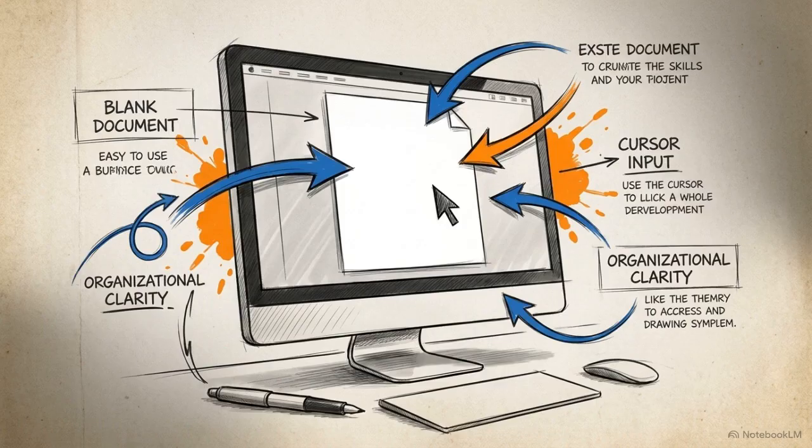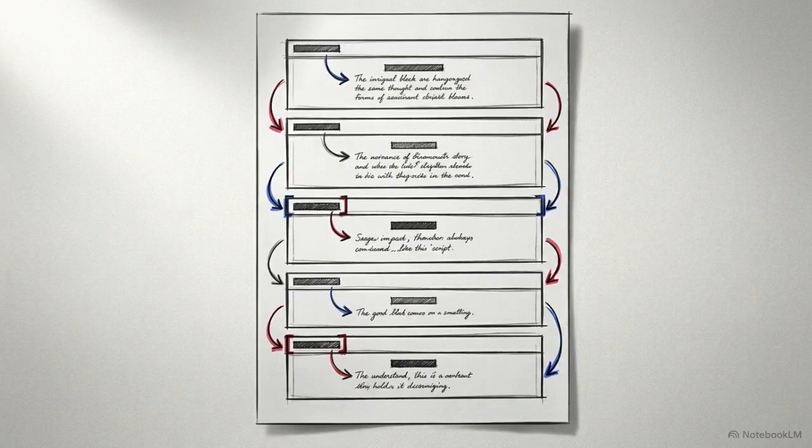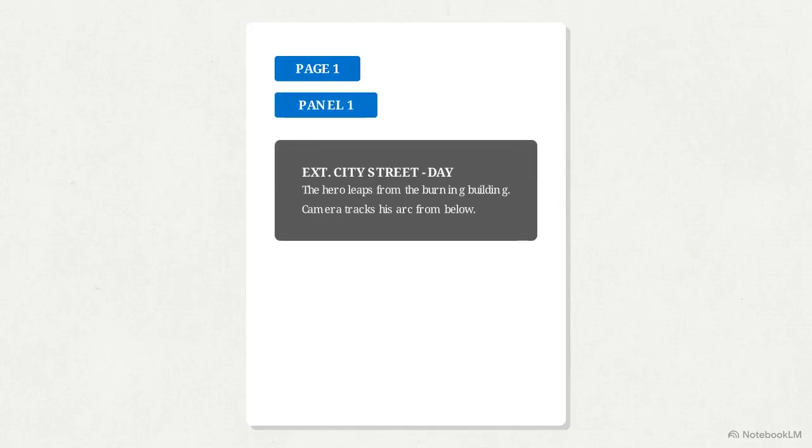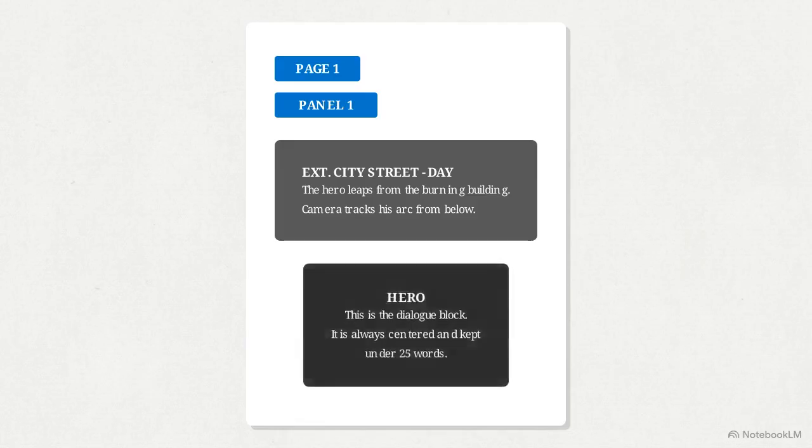Now we can move to the word processor. While there are a few layout options, the most reliable format for an adaptation is the full script method. This layout has a rigid hierarchy. You start by writing the page number. Under that, the panel number. Next comes the visual description of the action. Finally, you center the dialogue or captions beneath the description.